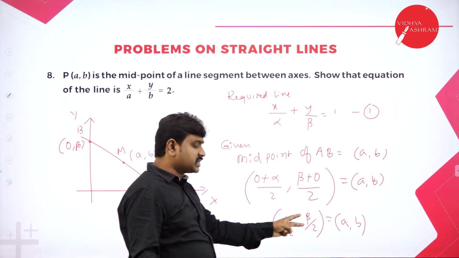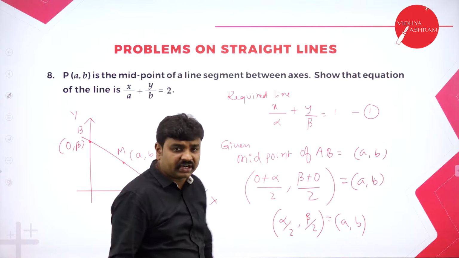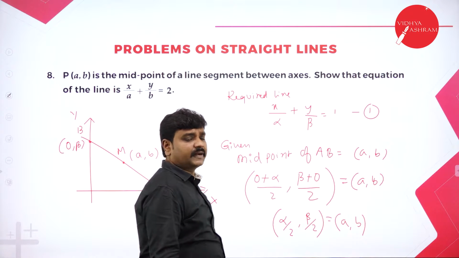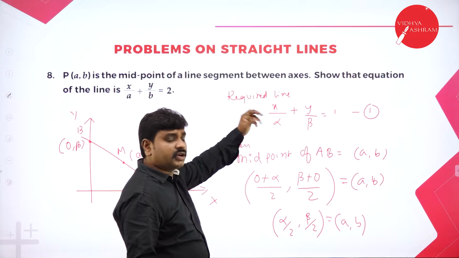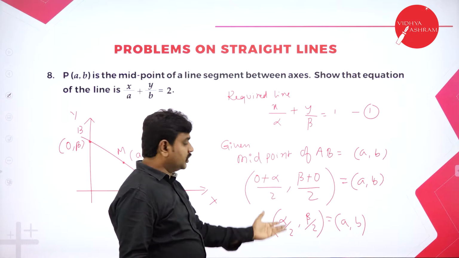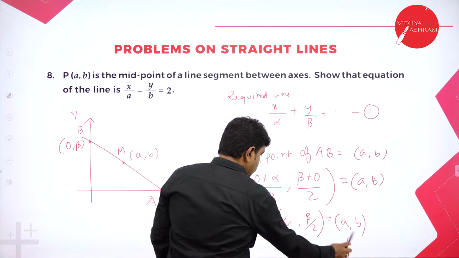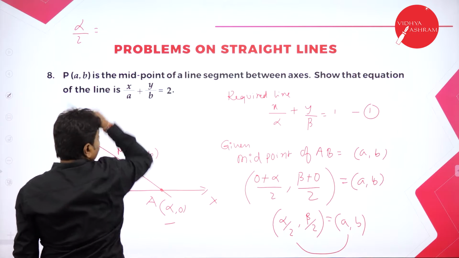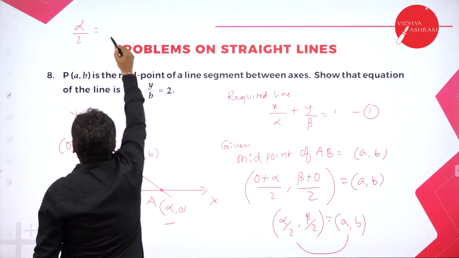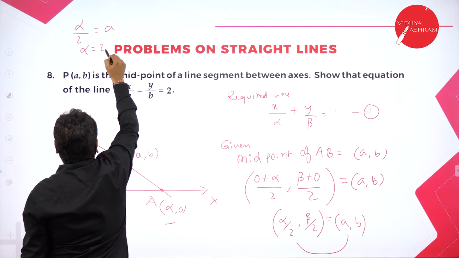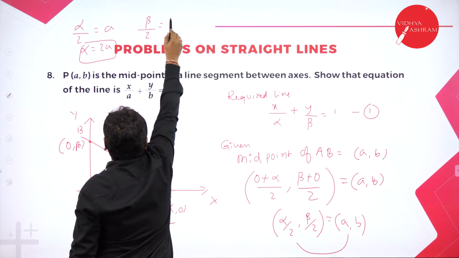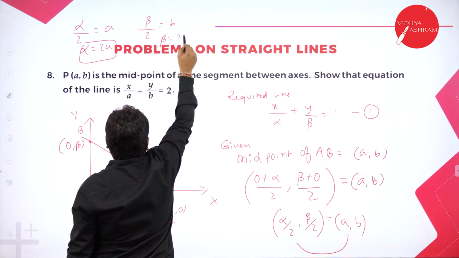Now if 2 points are same, then their corresponding x coordinates will be equal and y coordinates will be equal. Equate them and get alpha beta. Because I got the equation of line, but I don't know value of alpha beta, we'll get it now. So equate x with x. If I equate x with x, then I'll have alpha by 2 is equal to a, or I'll have alpha is equal to 2a. Beta by 2 is equal to b, or I'll have beta is equal to 2b.